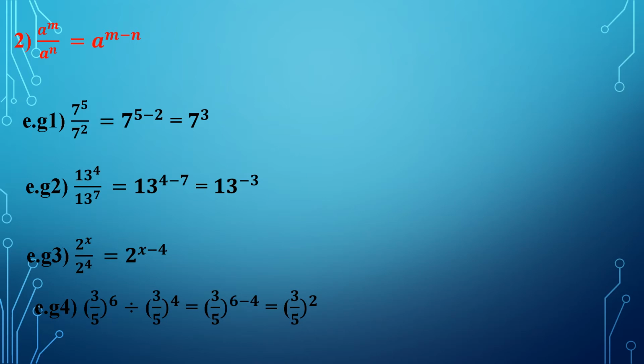Here the bases are the same, that is 3 upon 5. Hence, we will subtract the powers, that is 3 upon 5 raised to 6 minus 4, which is equal to 3 upon 5 squared. If you have to simplify further, the answer will be 9 upon 25.